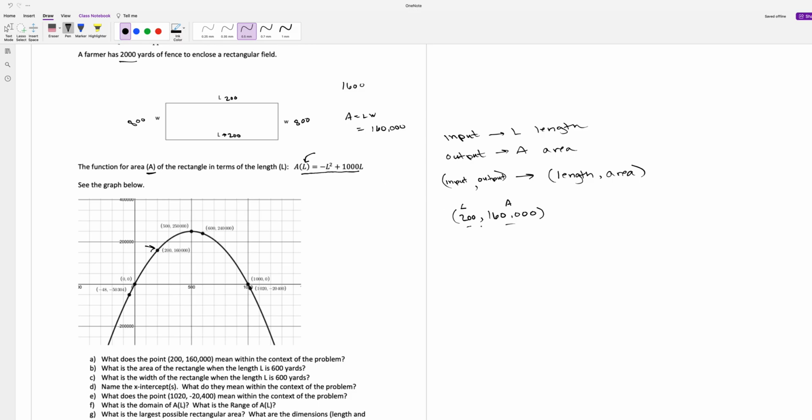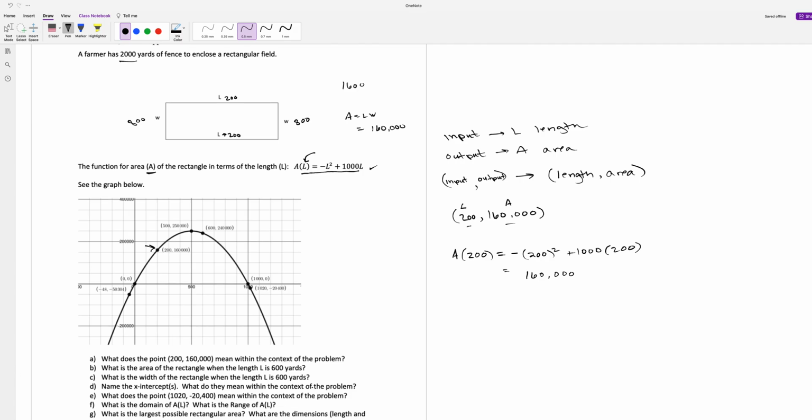I could also see that information if I just plug into the actual function definition. If I want to know the area when the length is 200, I could find A of 200, which is negative 200 squared plus 1,000 times 200. This will also give me 160,000. So let's consider the next one.